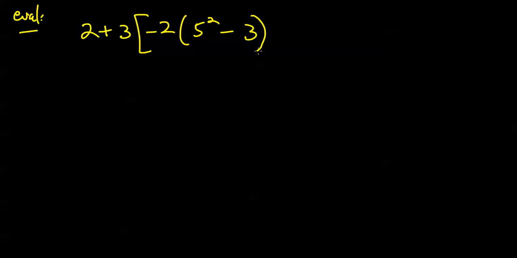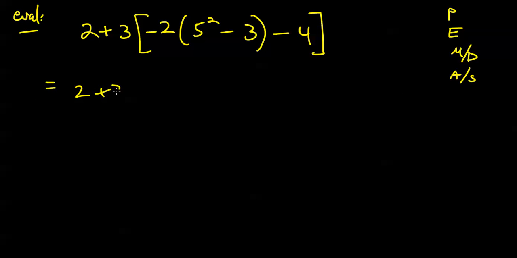Evaluate. 2 plus 3 times minus 2 times 5 squared minus 3 minus 4. Alright, again, PEMDAS. I'll work from the inside out. 2 plus 3 times minus 2. I'll evaluate this expression first. 5 squared is 25. 25 minus 3 is 22.